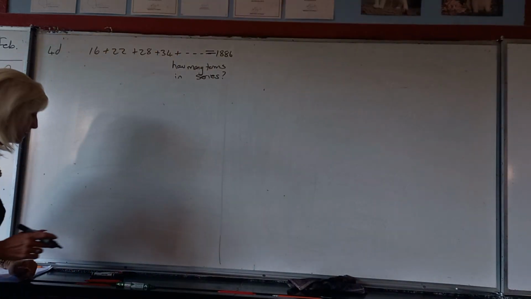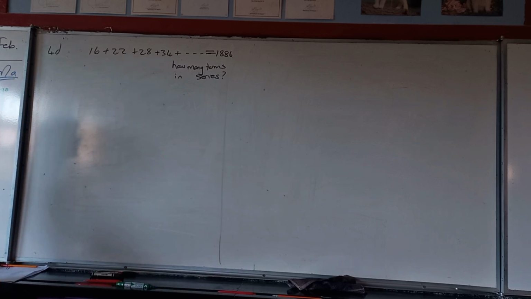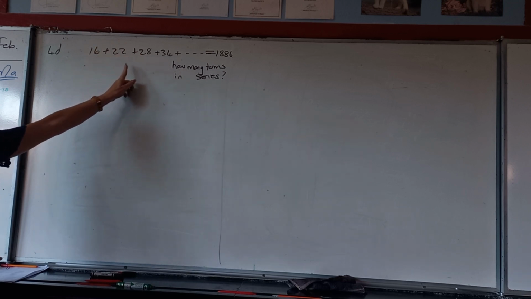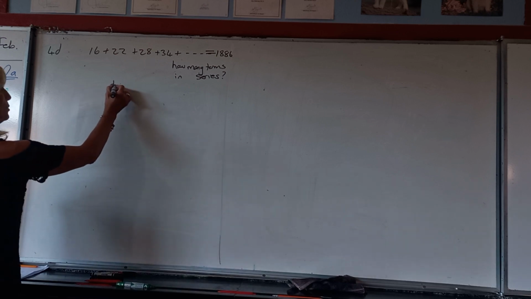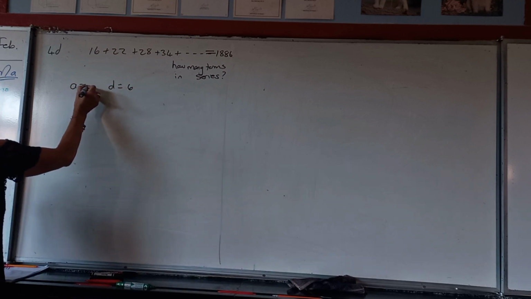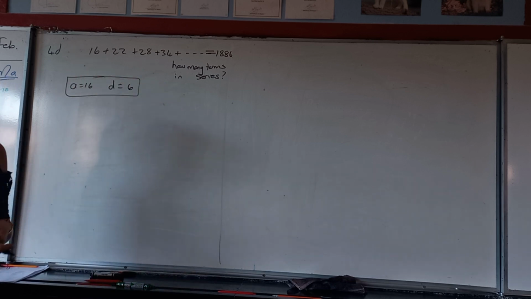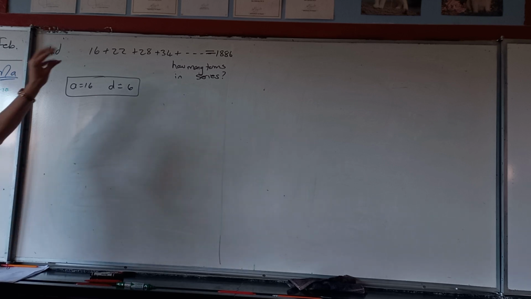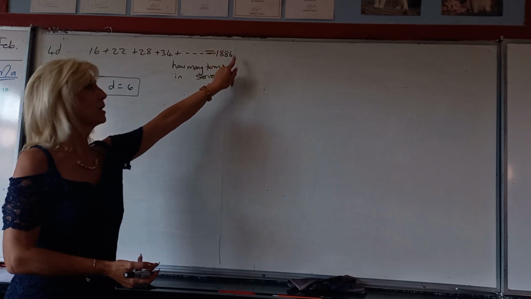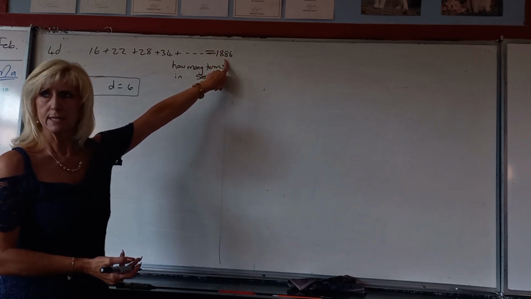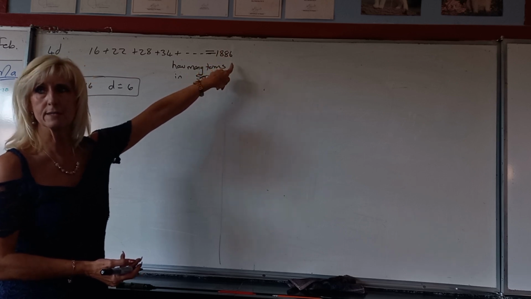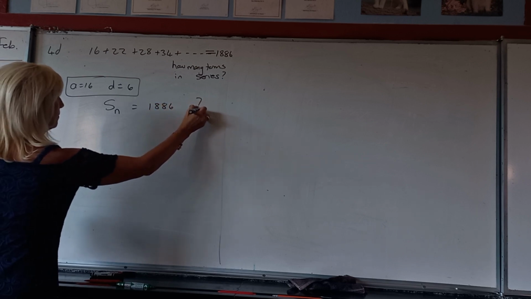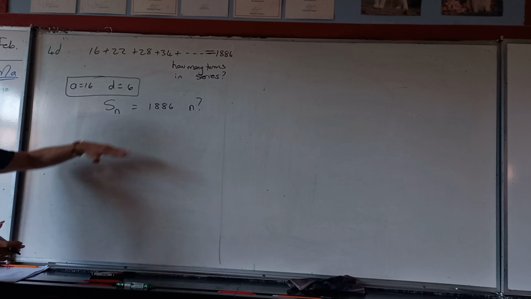Alright, let's see if you can handle this already on your own. Question says, 16 plus 22 plus 28, it's a sequence. It's a what sequence? Arithmetic, because I'm seeing d is equal to 6. My a is 16. Without doing anything else, you've got a mark. But now the question says, plus equals. What are they giving you here? The sum of. They're telling you that the sum of is, so Sn is equal to 1886, and I'm trying to find how many terms. So I'm going to have to use which formula?